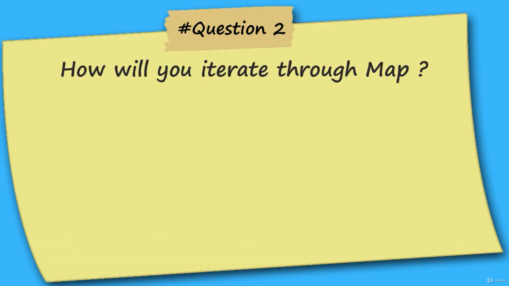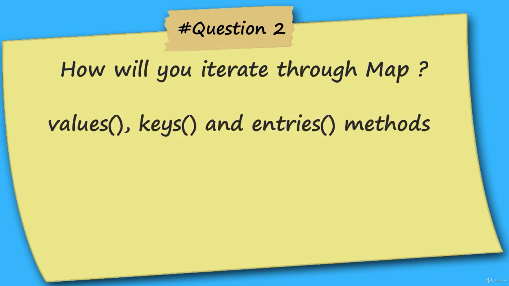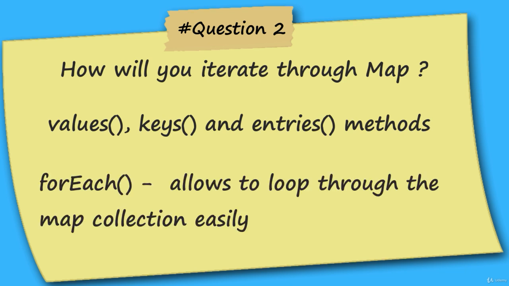The second question is, how will you iterate through map? Now we have already seen that we have values, we have keys, and we have the entries method, right? That we can use, and we use for of to loop through the entire map collection. These methods are useful when we iterate over a map, and of course we can use forEach as well, which allows you to loop through the map collection easily.